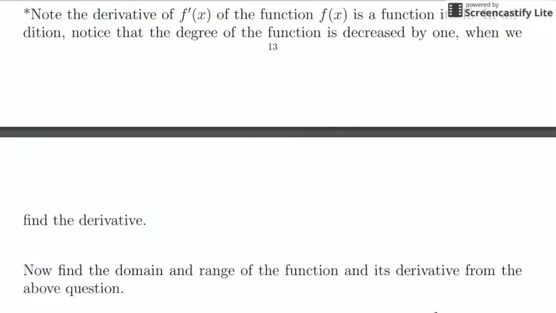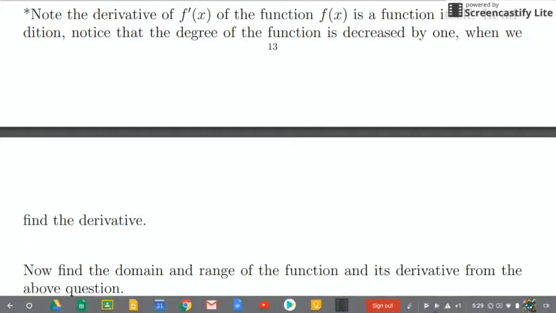When you take the derivative of a function, the result that you're going to get is also going to be a function. In addition, notice that the degree of the function always decreases by 1 when we take the derivative. Now, if you didn't quite notice that, let me go back and review this for you here real quick. I'll show you what I mean.